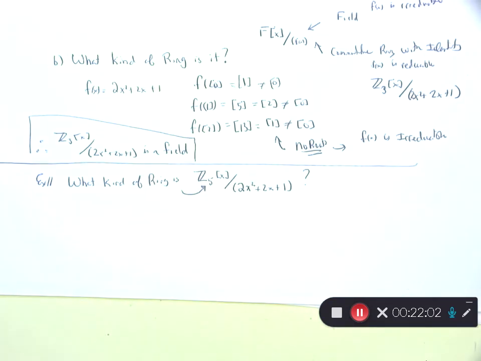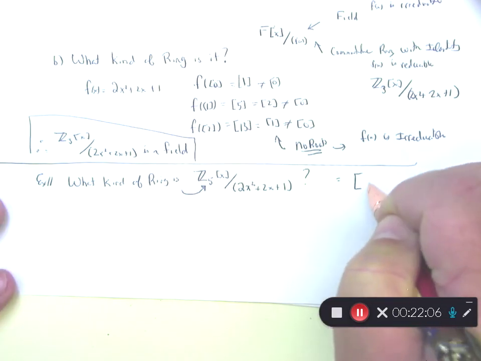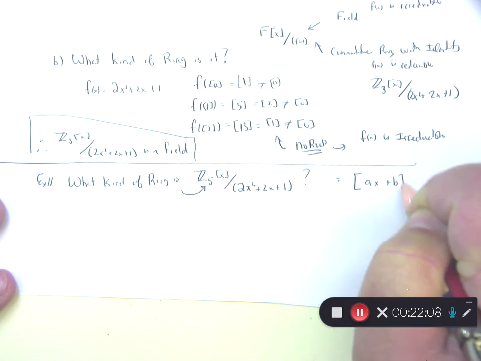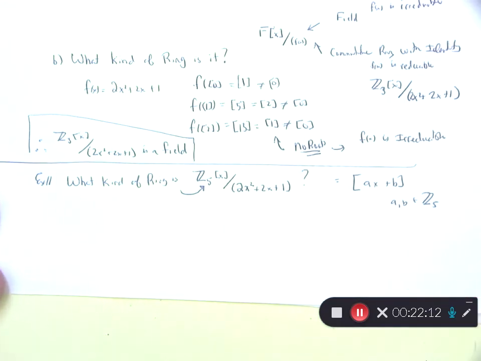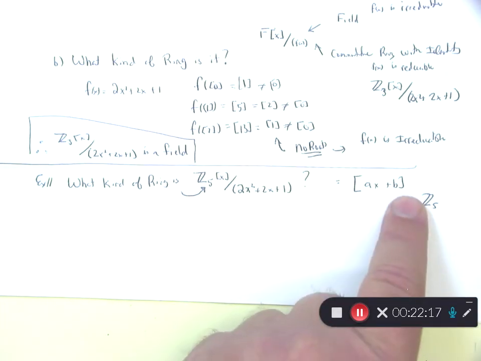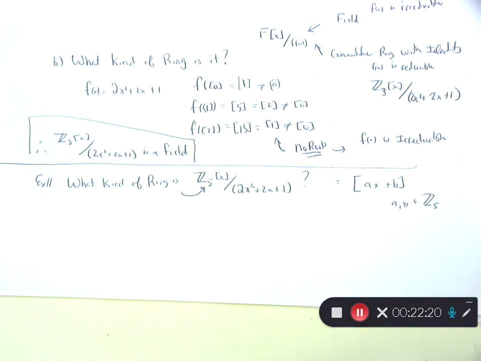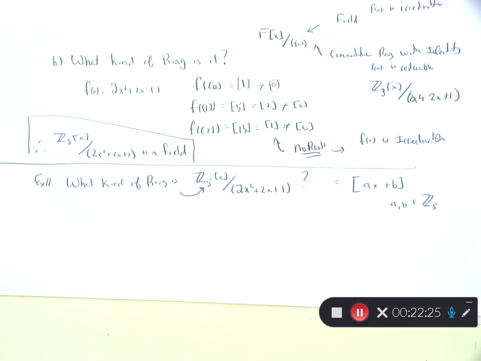We know that the equivalence class is going to look like ax plus b, but now a and b come from Z5: 0, 1, 2, 3, 4. I have 5 choices for a, 5 choices for b. That's a grand total of 25 equivalence classes. 25 elements make up this particular ring, but what kind of ring is it going to be?